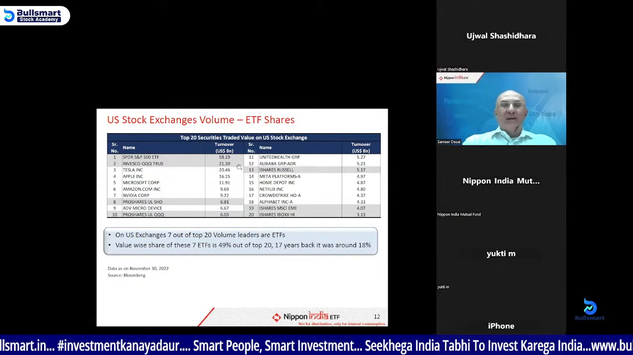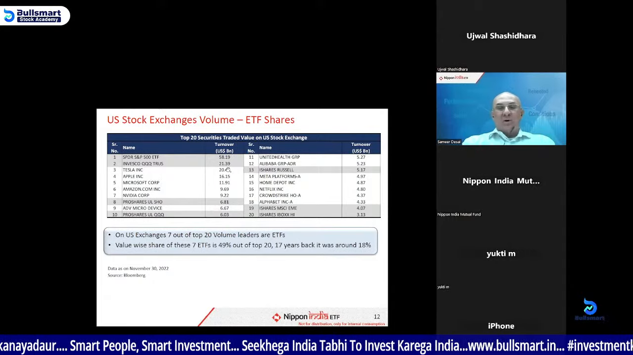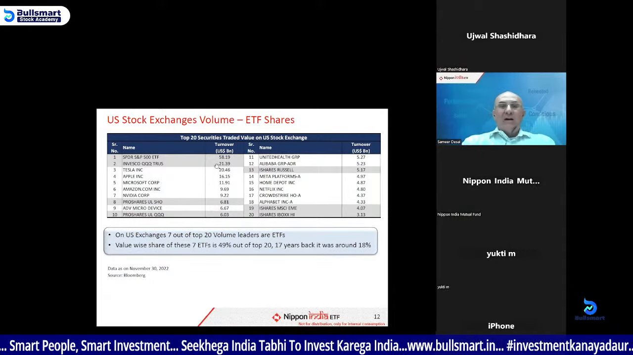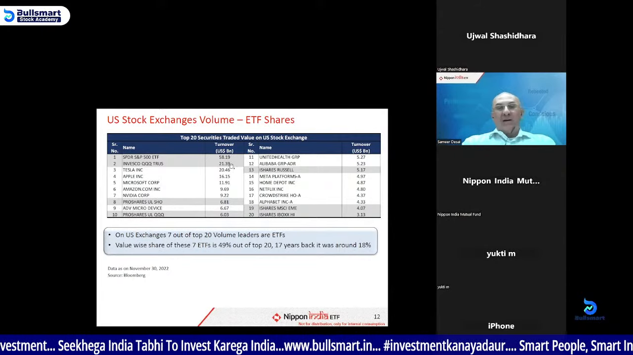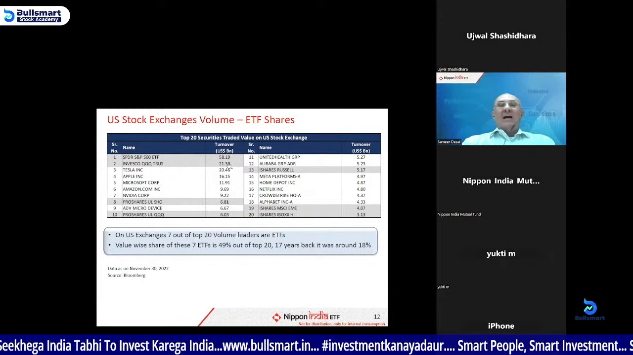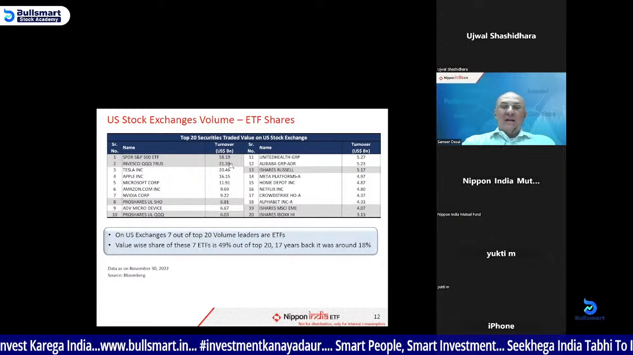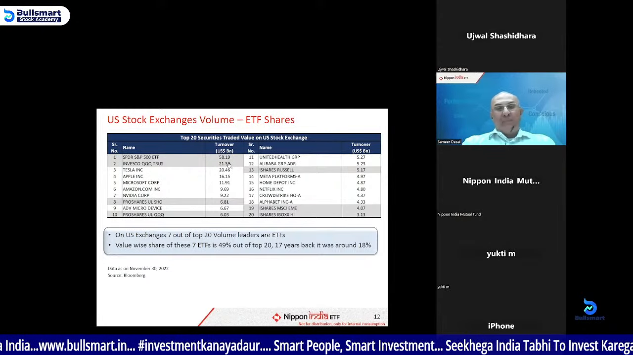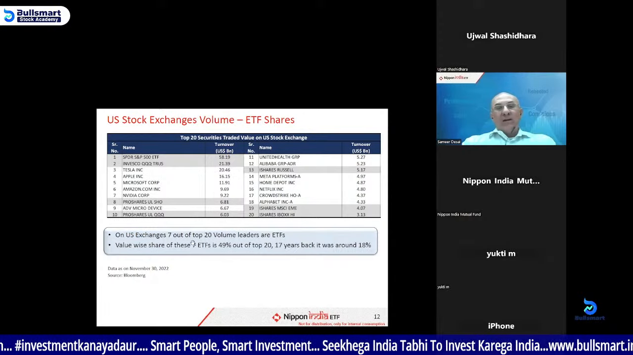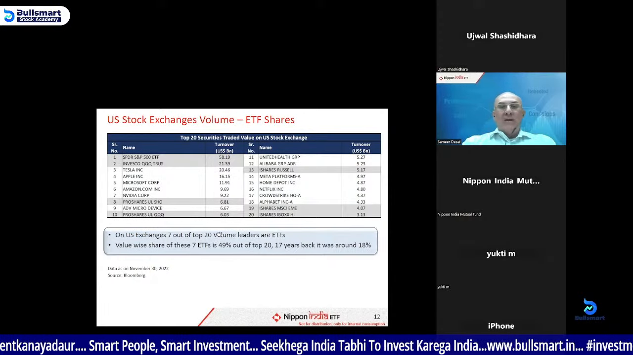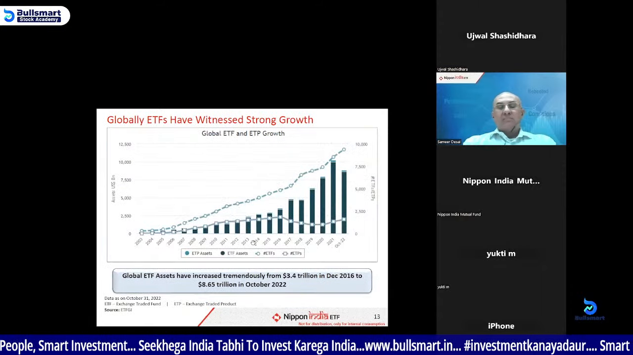So what this tells me is that investors abroad, in the US or in developed markets, are doing away with the activity of stock selection or stock picking, whether directly or through fund managers, and are increasingly investing in indexes via ETFs. So this is happening in the West, and this is slowly happening in India also. The volumes of ETFs are going up on the American stock exchanges.